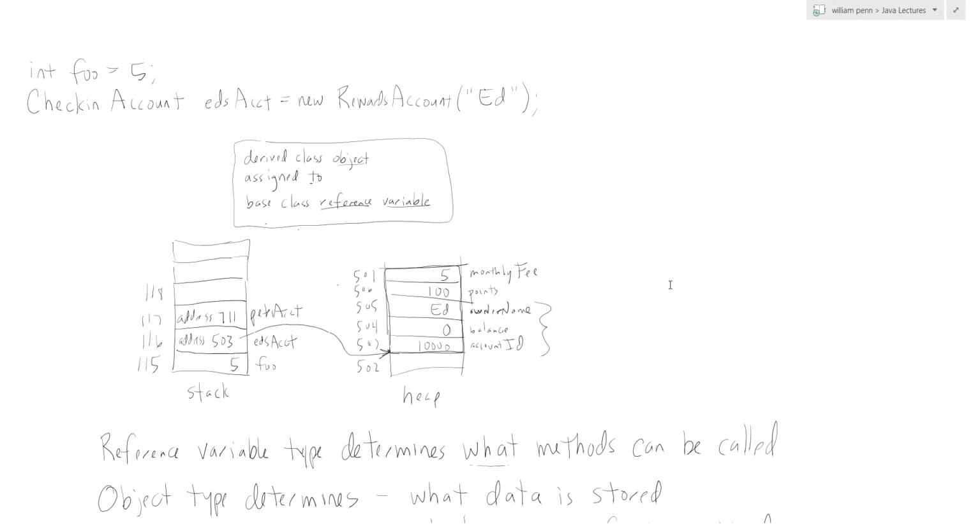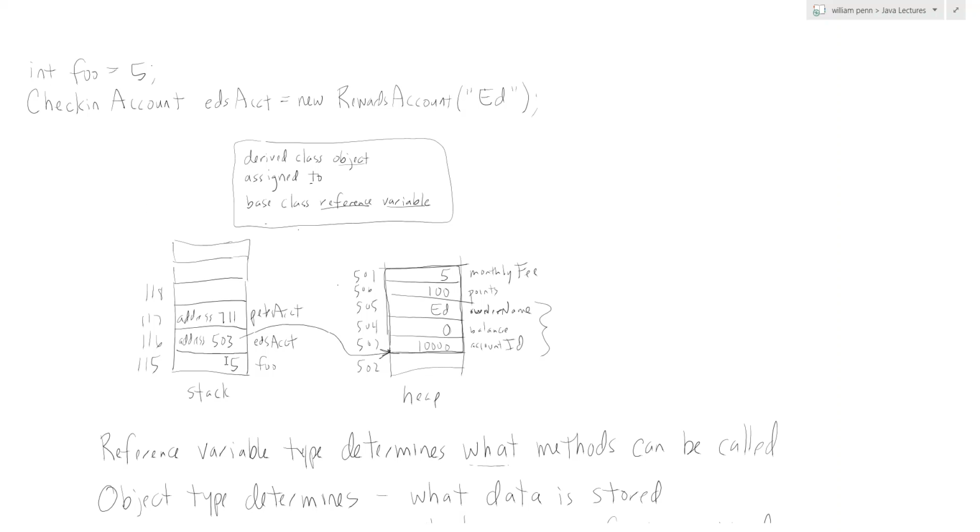All right, so to summarize where we're at, I've cleaned this page up a little bit, erased the things that aren't valid, and just left the stuff that I want you to be thinking about. And that's this idea that when we assign a derived class object to a base class type of reference variable, we end up with a situation like this, where we have a reference.